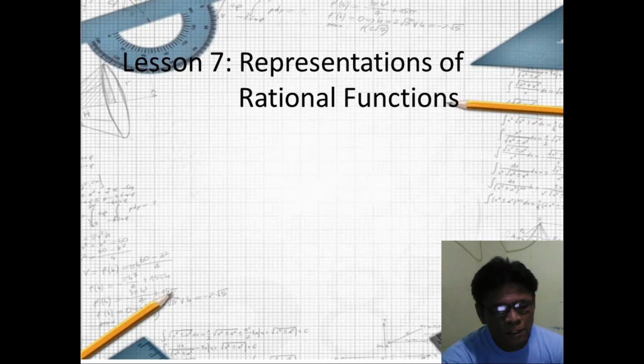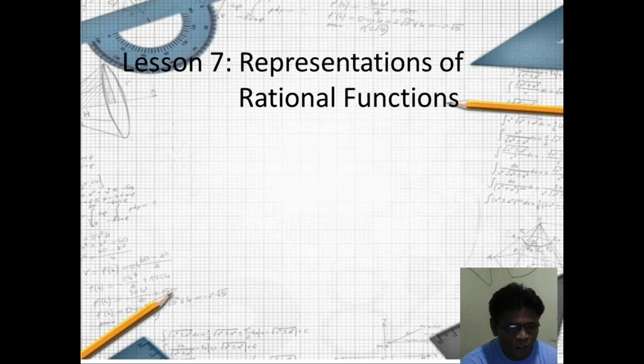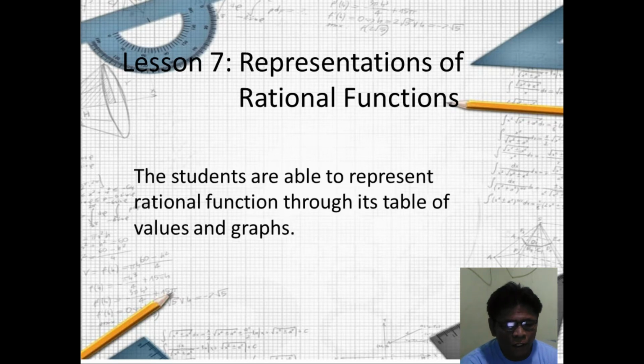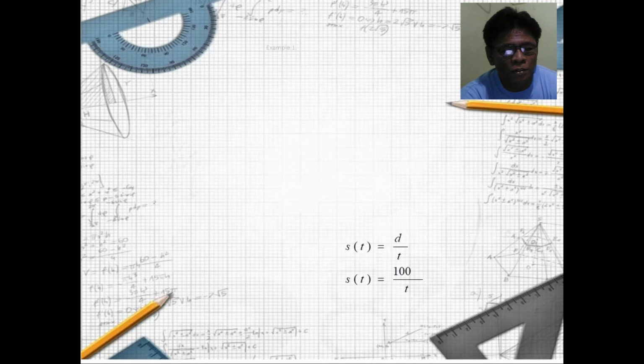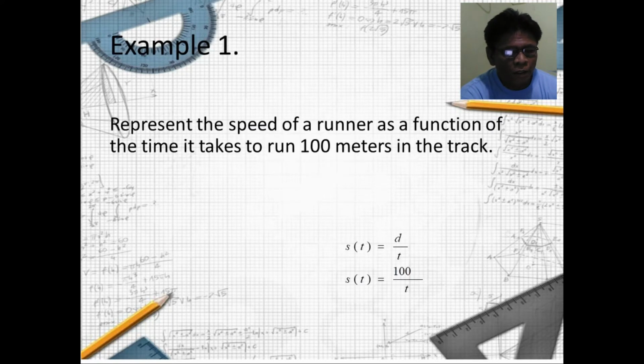Good day, viewers. Let us discuss the representations of rational functions. After the discussion, the students are able to represent a rational function through its table of values and graphs. So we have an example.